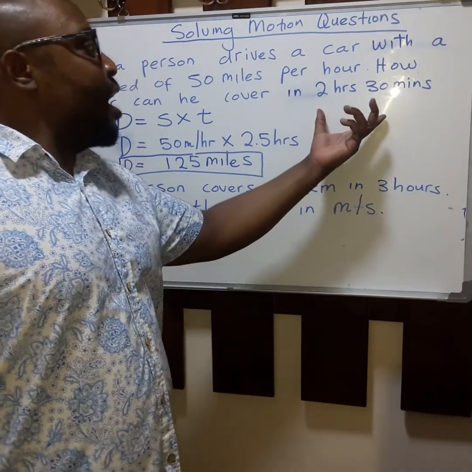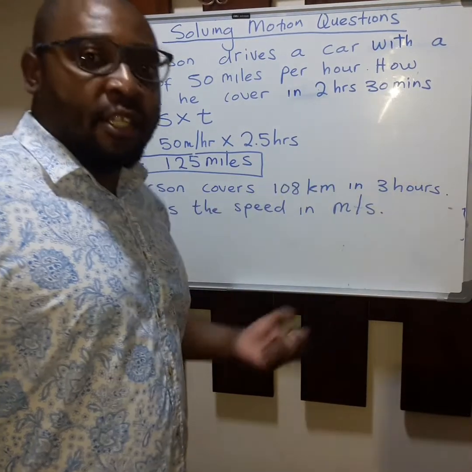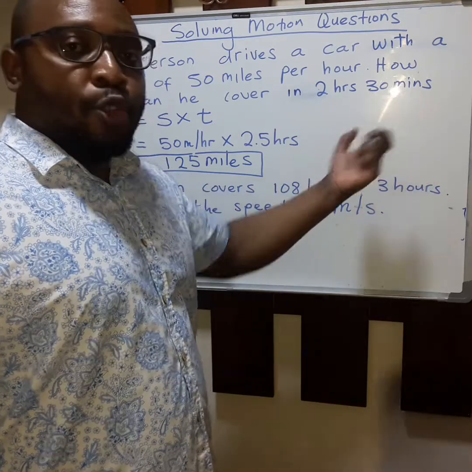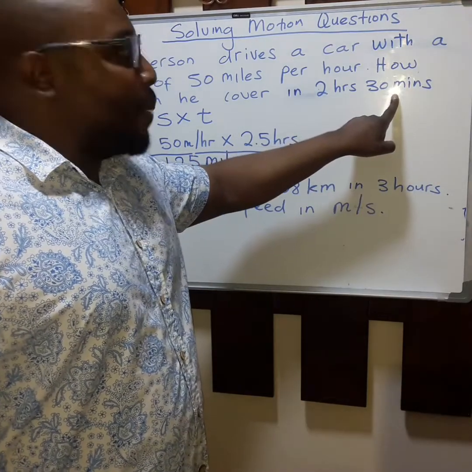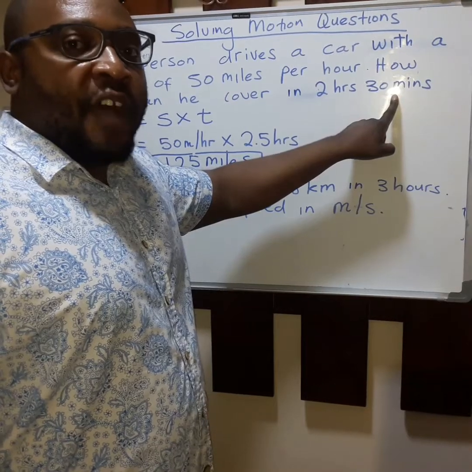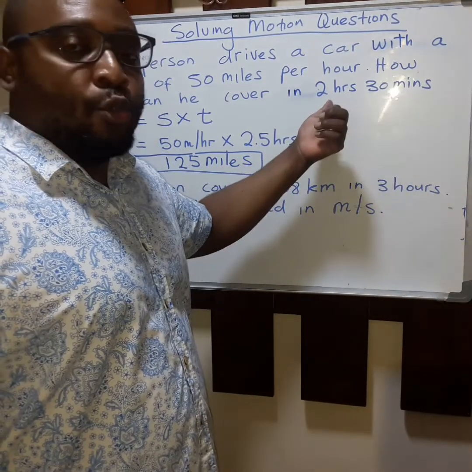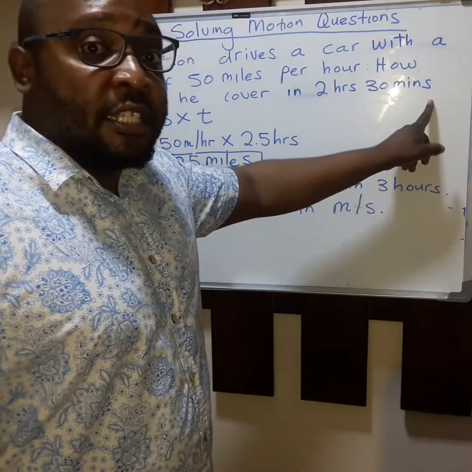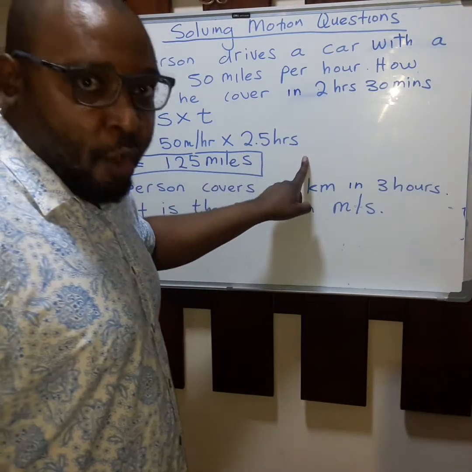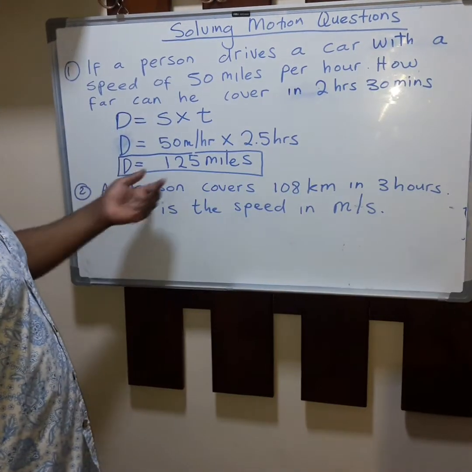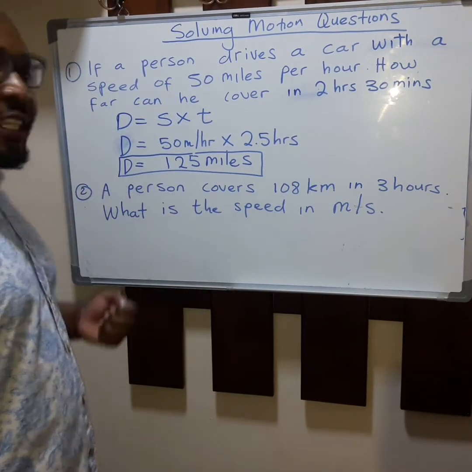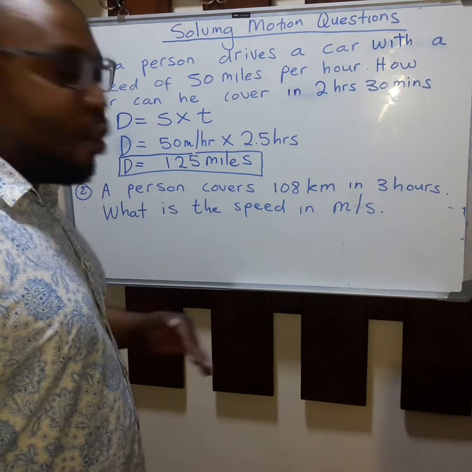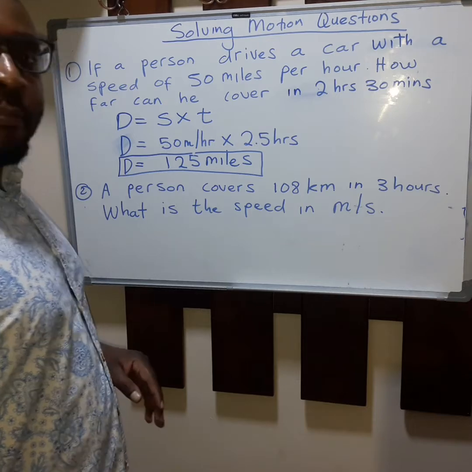But we cannot work out with hours and minutes at the same time. We need to convert minutes into hours. So how do we do that? We divide the minutes by 60. We get 0.5. We add the 0.5 to 2 hours. We get 2.5. So in place of 2 hours 30 minutes, we are going to use 2.5 hours. When we multiply the speed and time, the distance we get is 125 miles. I hope you have understood the first part.